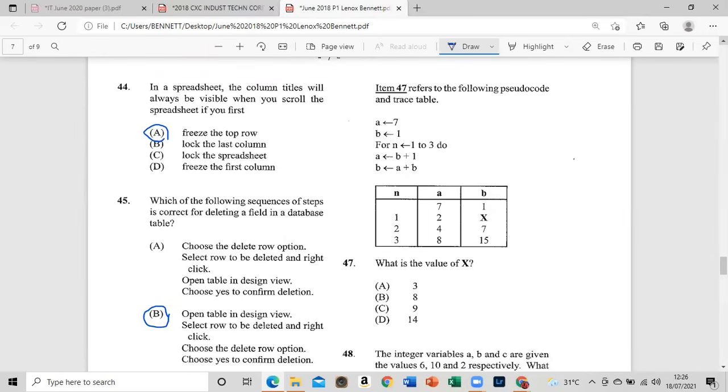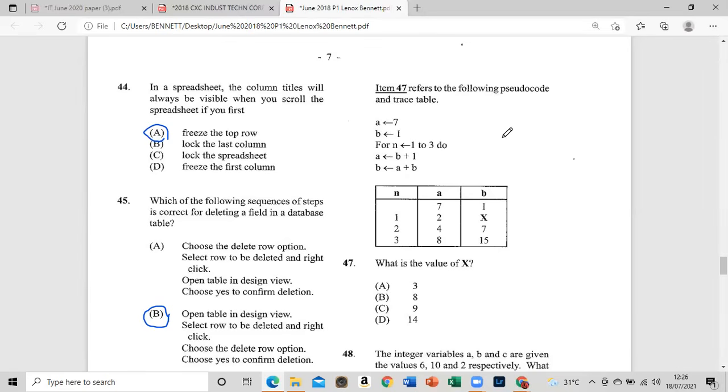So it says A dot dot dot, B dot dot dot, for n to 3 do n plus 1. Now, A is equal to B plus 1 and B is equal to A plus B. All right. So I hope you guys see the little pattern they are bringing up, right? And then it says, what is the value of x? So I'm supposed to find this value right here.